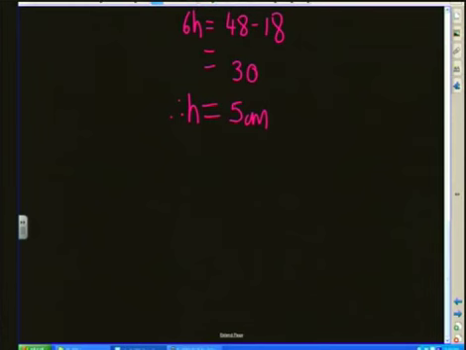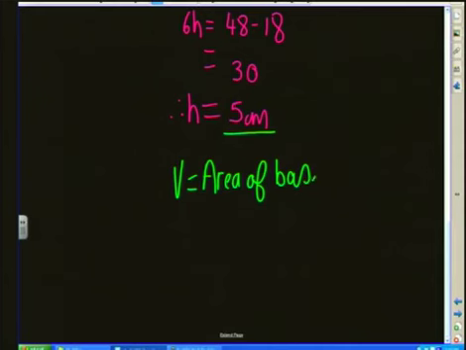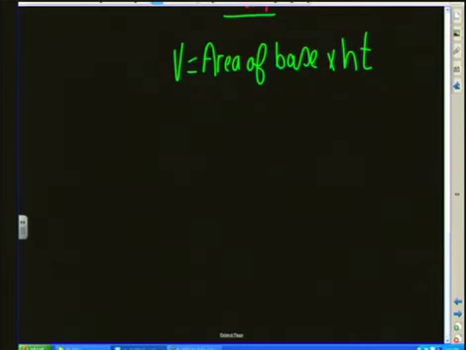Okay, so we know that the height is now 5 centimeters. We're looking at the volume. We know that the volume is area of the base times height. Remember once again, the base is circular, so therefore area of base, pi r squared, times the height will give us the volume.